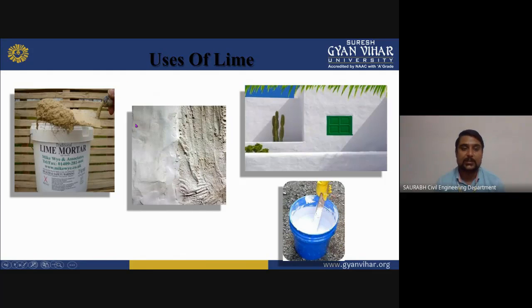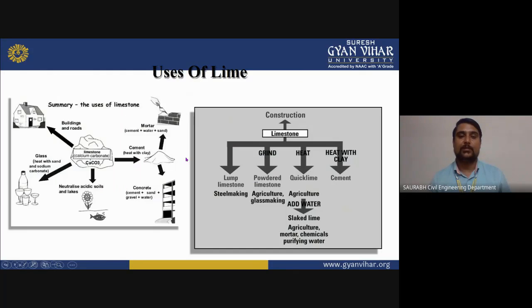Now you can see the lime. This is your lime mortar, which can be used for the construction of a slab, and this is your whitewash, which is done by lime. And this is also lime mortar, which is used for plastering work. And this is the use of lime.